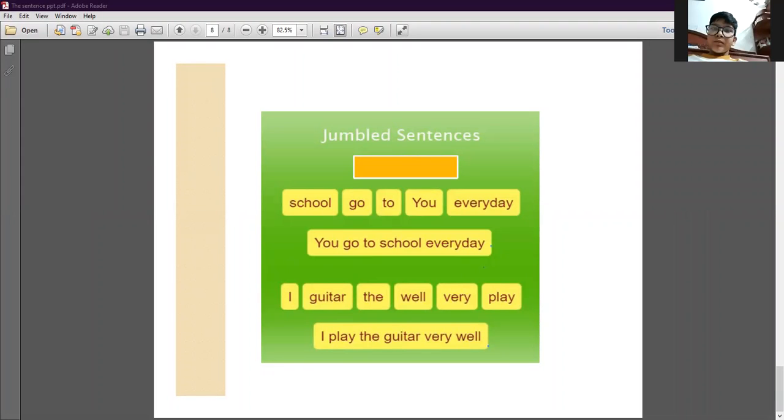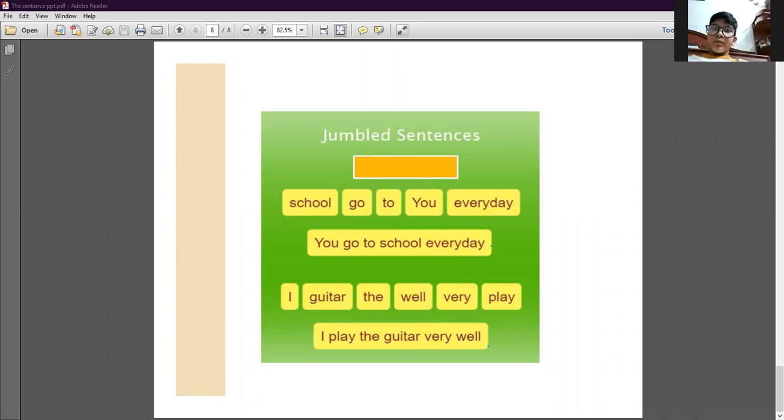Now next one is here: I guitar the well very play. So I'm writing this sentence. When I write this sentence, it is not in order and does not convey any sense. When you write the next sentence, I play the guitar very well, this conveys a complete thought. Okay, student, I play the guitar very well. So I is the subject, play is the verb, and after that we use the object. So I play the guitar very well. This is the complete sense. It conveys a meaning.